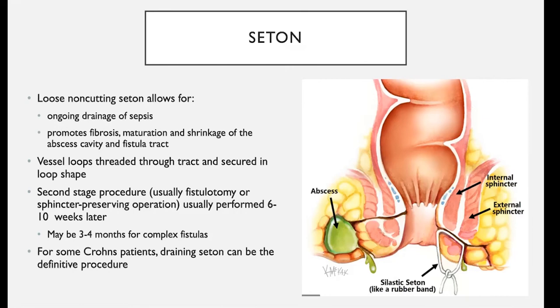This typically is done to mature the fistula tract, and then typically you take the patients back for a second stage procedure, either a fistulotomy or a sphincter preserving operation, which we'll talk a little bit about in a second, usually 6 to 10 weeks after drainage of an abscess. In patients who have complex fistula, or a lot of times in Crohn's patients, the seton can just be the definitive procedure, so you just leave them in place.